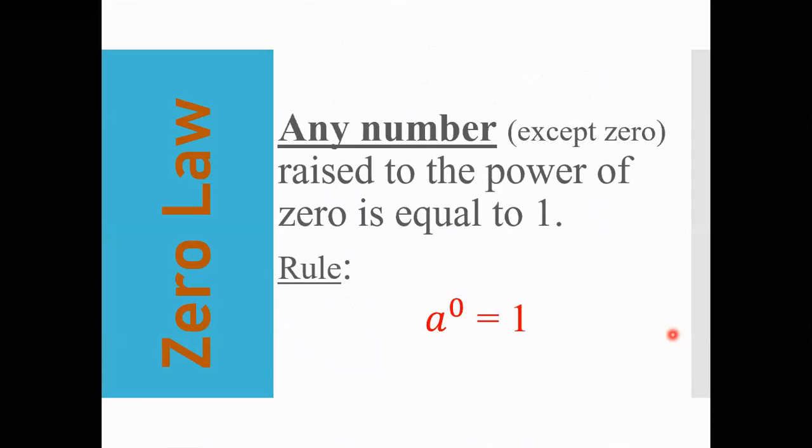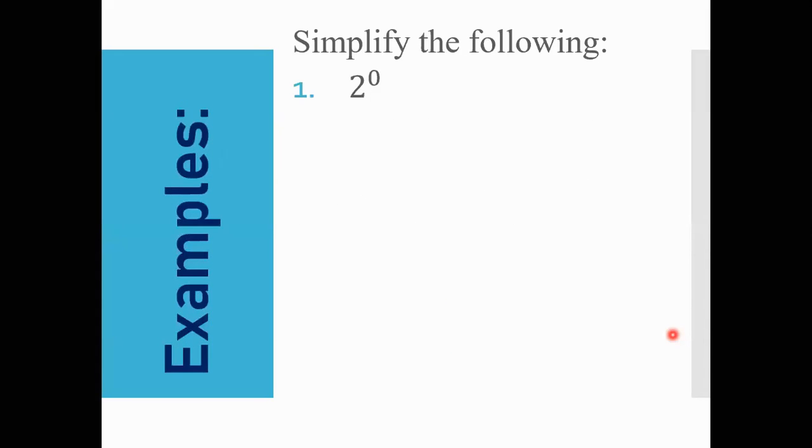So any number raised to the power of 0, except the actual number 0 itself, will be equal to 1. So let's look at some examples. If we have 2 to the power of 0, my answer is going to be 1. Another example, if we have the letter S to the power of 0, my answer is still going to be 1.